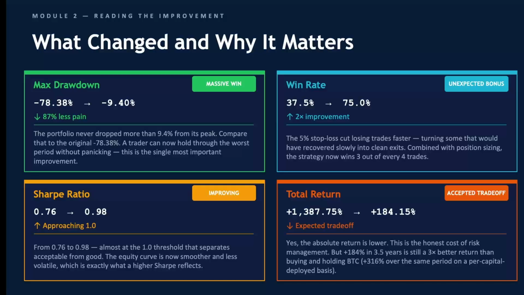Let me walk through exactly what drove each improvement. The drawdown dropped 88% because position sizing capped how much capital was ever at risk on a single trade. And the win rate doubled because stop losses cut losers before they compounded into large losses. And the Sharpe improved because the equity curve is now smoother, so there is less violent swing.